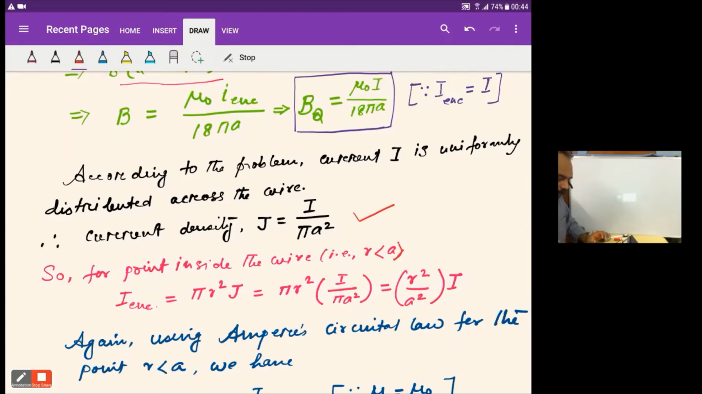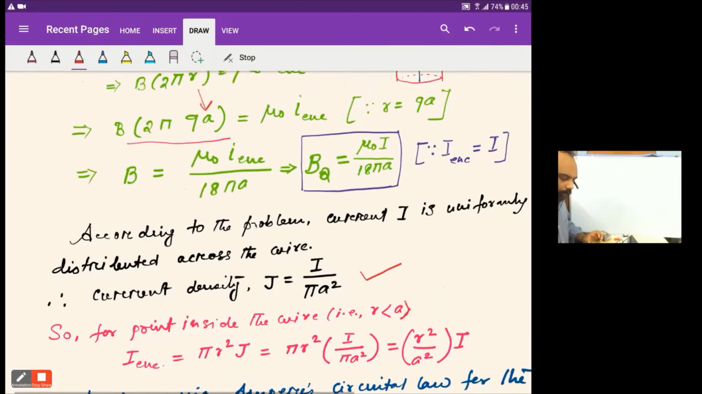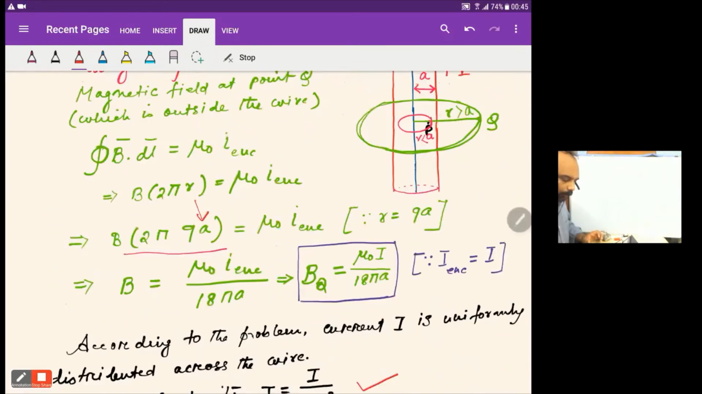Therefore, I enclosed is equal to pi R square, J is capital I by pi a square. That gives us R square by a square I. So this is the current enclosed by an Amperian loop inside the wire through the point P. So this red loop is that Amperian loop. And the point P is inside the wire.